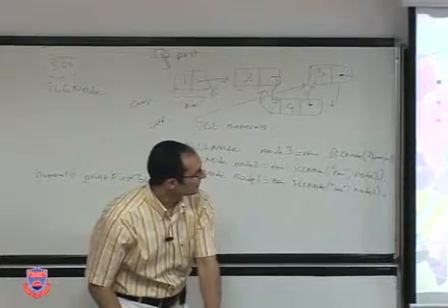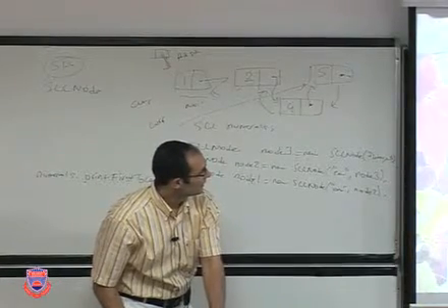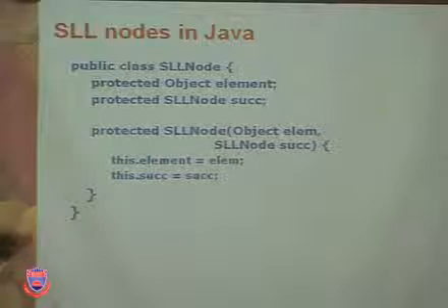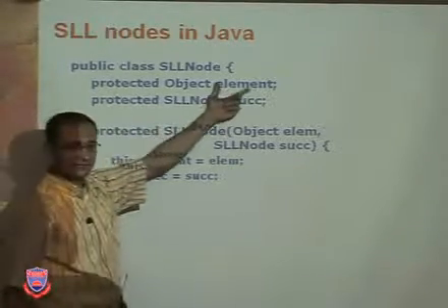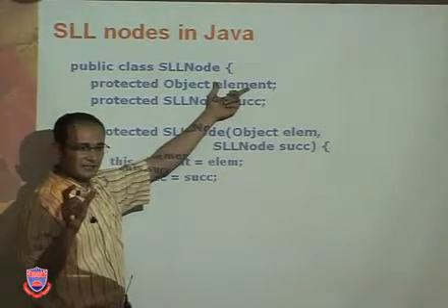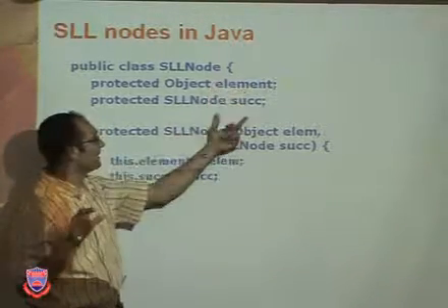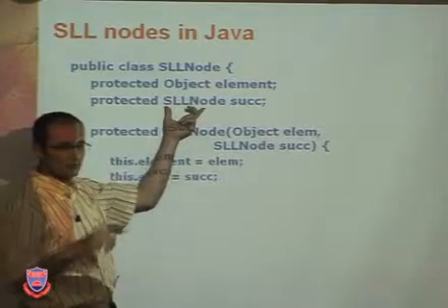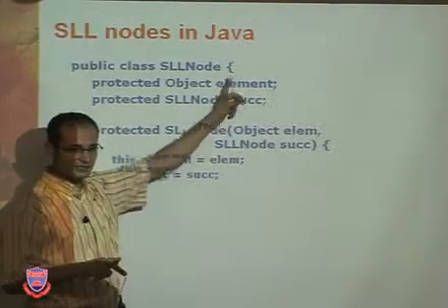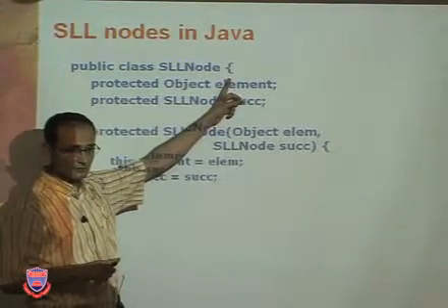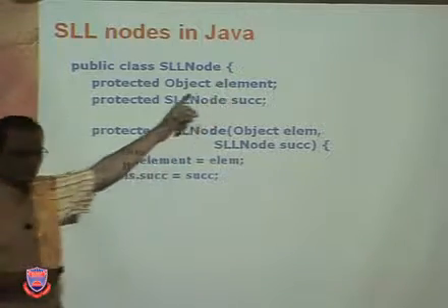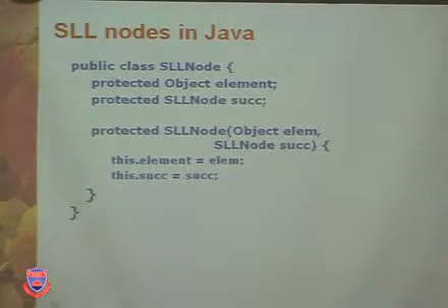Let me go back. So as you see, object element is defined to be the element that is kept in the first part of the reference, and then successor is defined to be the successor of it. So it's instance variables. Okay? So it's like the instance variables that we used for value and then the next.